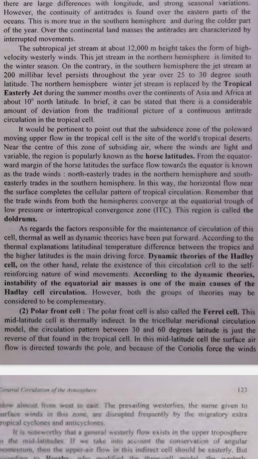4. Trade winds. Direction. Northern Hemisphere. Northeasterly trades. Southern Hemisphere. Southeasterly trades. Function. Move from the subtropical high-pressure areas towards the equator. 5. Intertropical Convergence Zone, ITCZ. Location. Where the trade winds from both hemispheres converge. Characteristics. This region is known as the doldrums, characterized by light and variable winds.